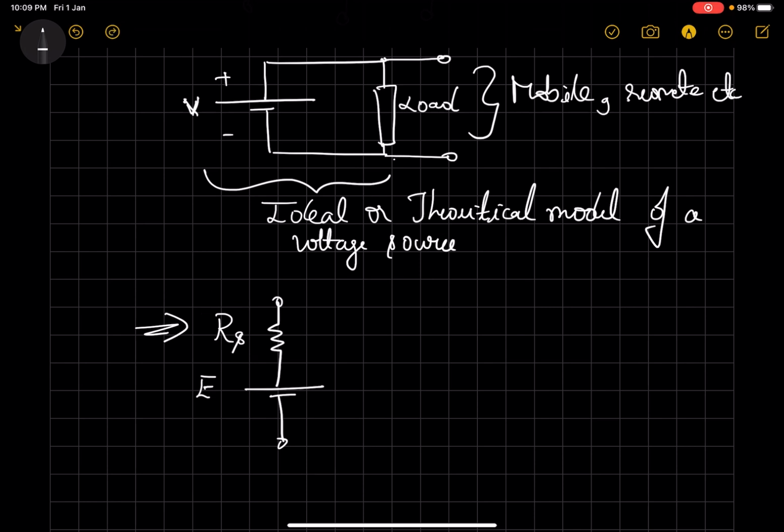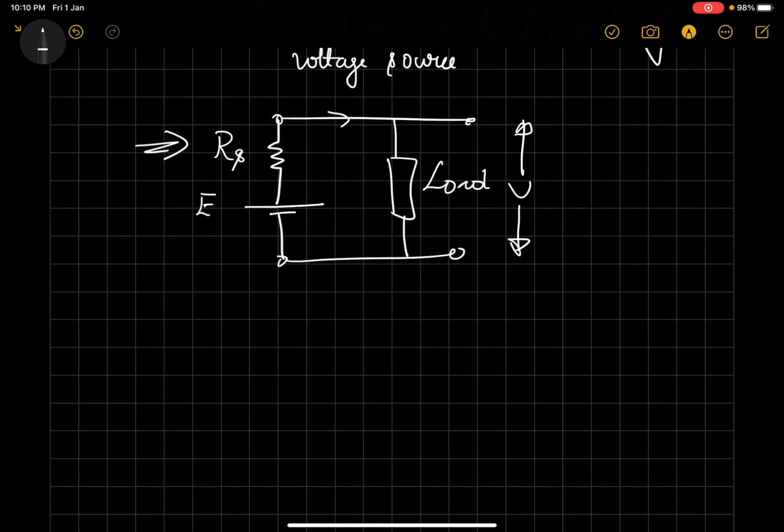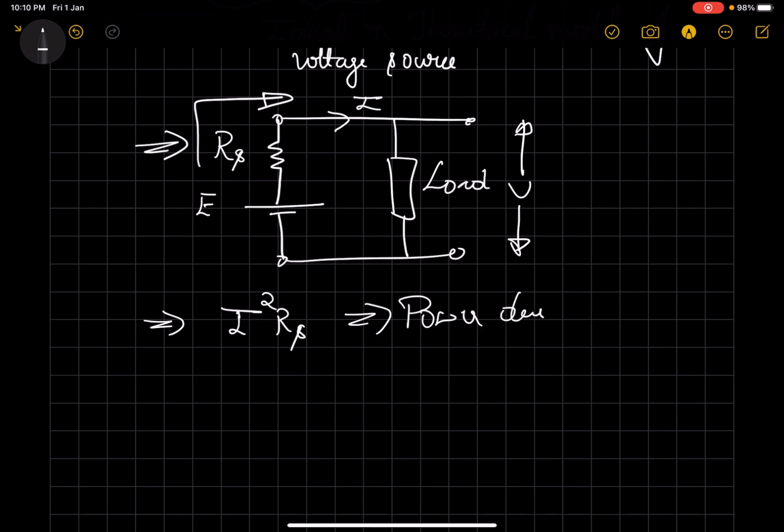Similar to the previous circuit, this will be connected to a load, and we'll try to maintain a constant voltage V across the load, and the load will be drawing a current I. So as you can see, this current I will also pass through this resistance Rs, and therefore it will be dissipating a power I square into Rs, and this is the power dissipated as heat in the device.